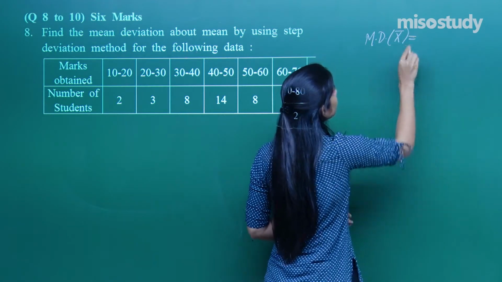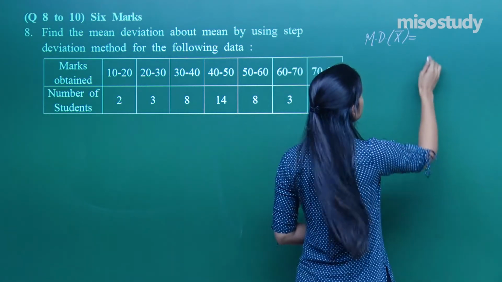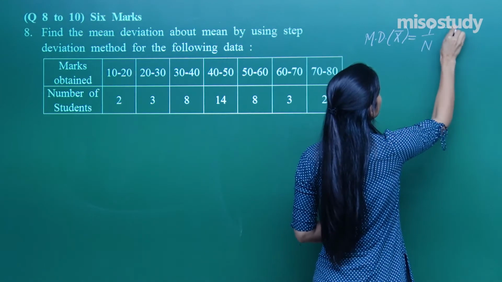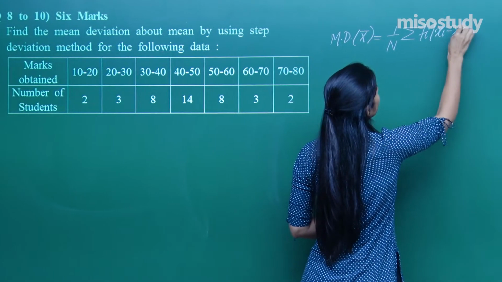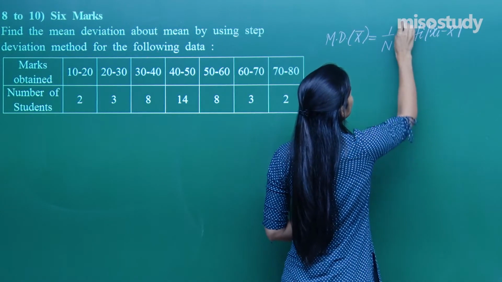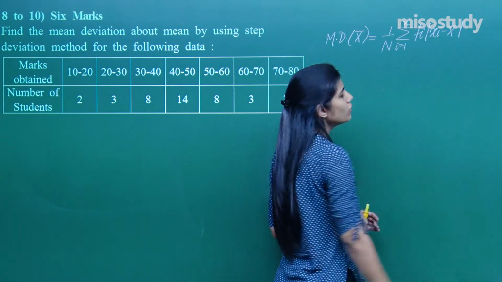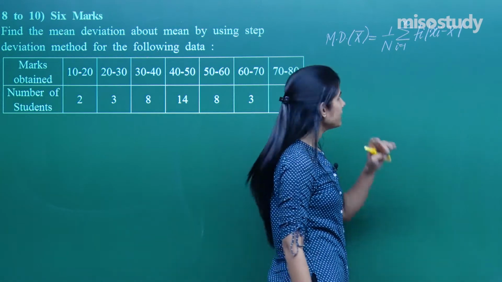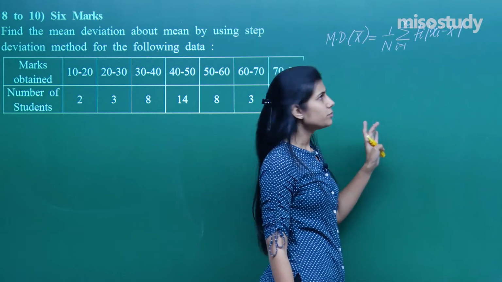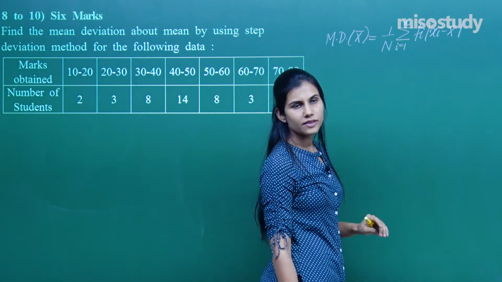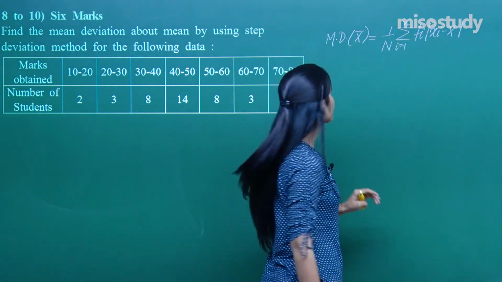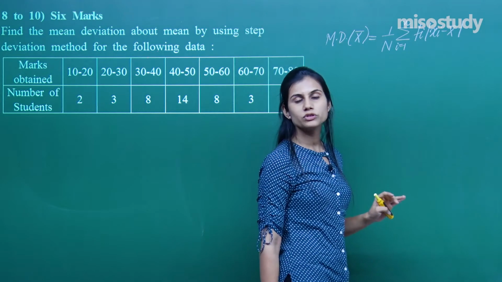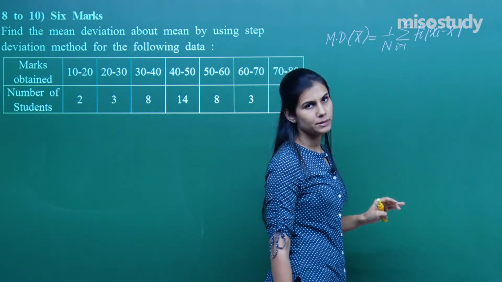mean deviation about mean for a continuous frequency distribution is given by 1 by capital N summation Fi mod of xi minus x bar, i varying from 1 to n. Xi's I know are mid values of the class intervals ai to bi, Fi's are the frequencies given to me, capital N is summation Fi, i varying from 1 to n, and x bar is what? It is the mean for the given continuous frequency distribution which we need to evaluate by the step deviation method.